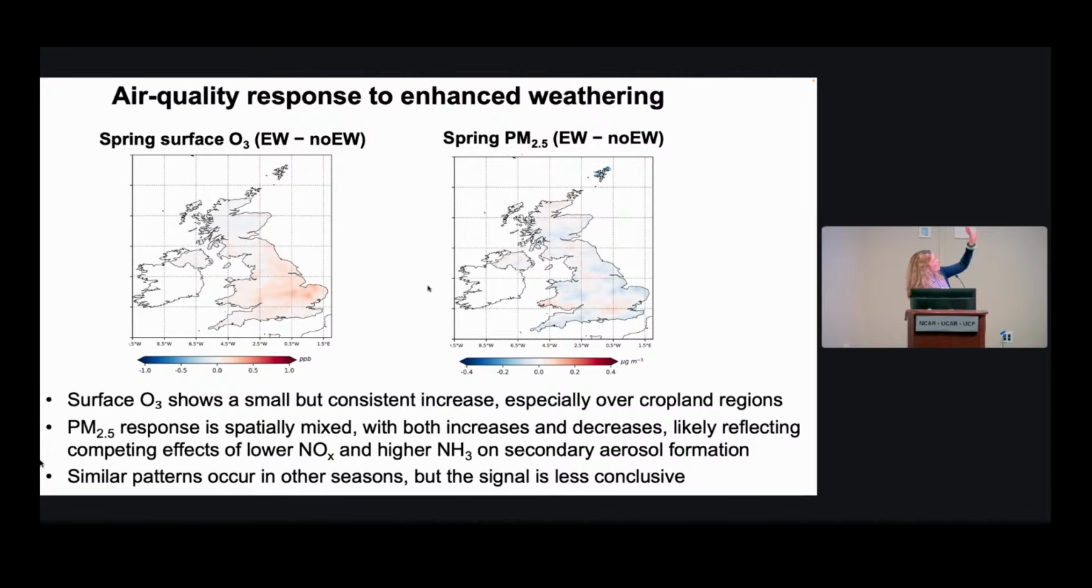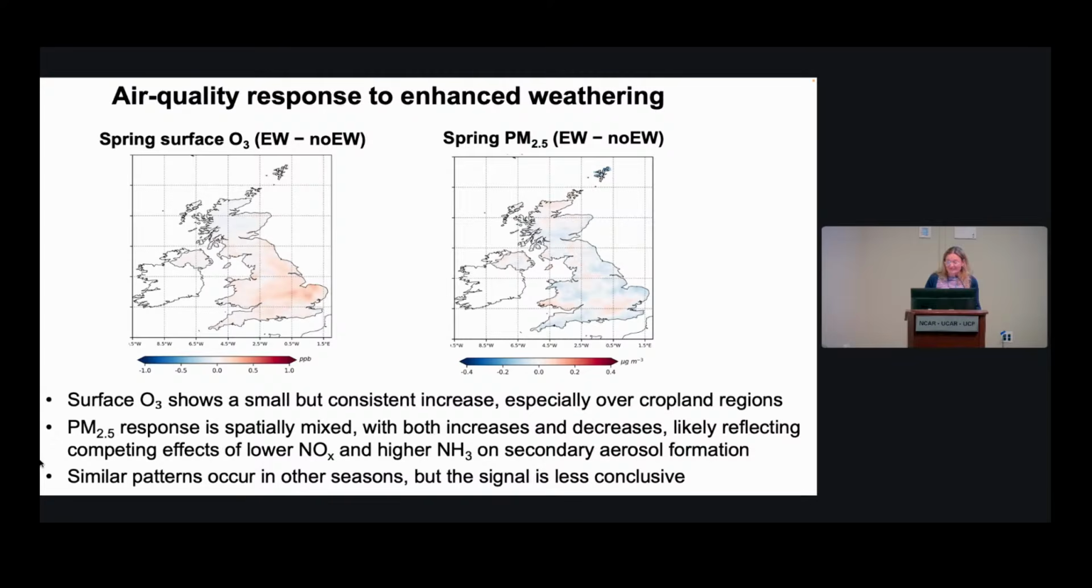Can you see the color change? We are still analyzing the data, but one of the things that we see during the springtime, comparing the weathering and no weathering runs, the run with and without the changes in soil nitrogen oxides, is a consistent increase in surface ozone. The reason is that the UK is nitrogen oxide saturated, so a small decrease in NOx actually favors ozone formation. It's not large, we are talking about 0.5 ppb.